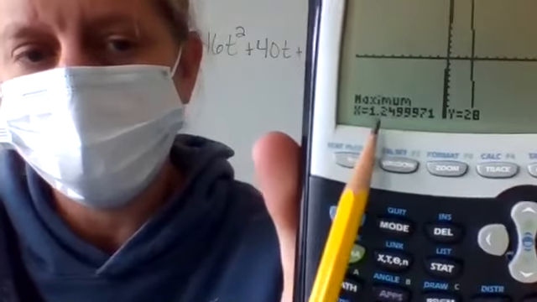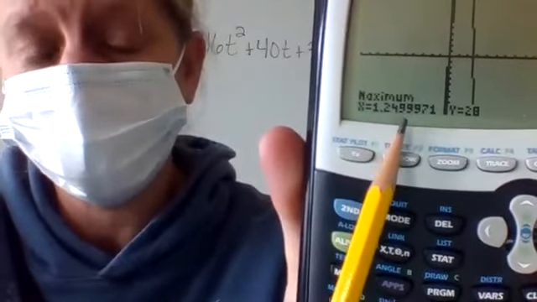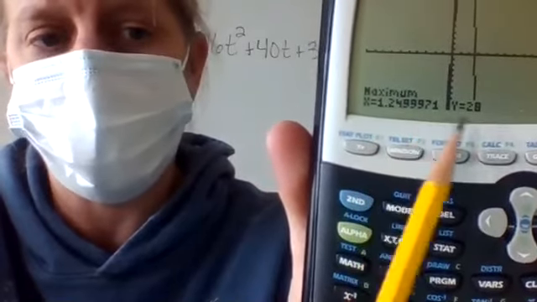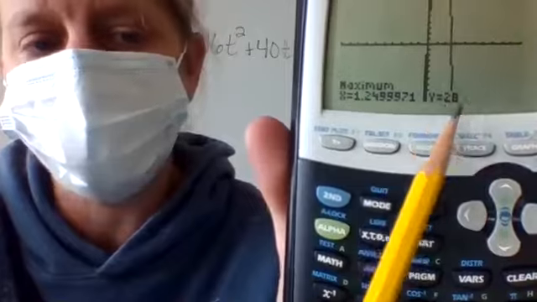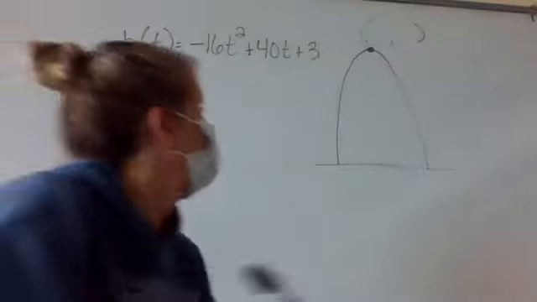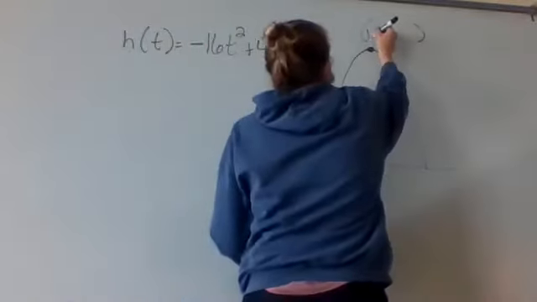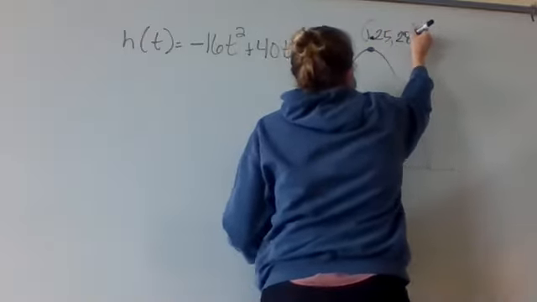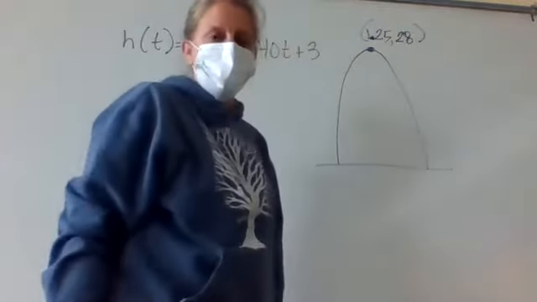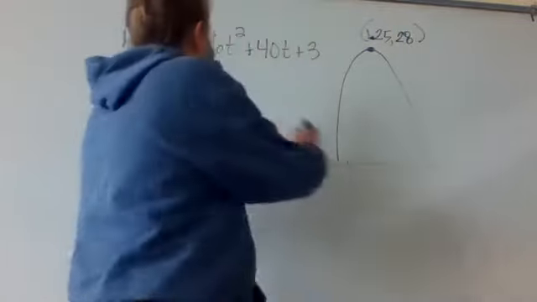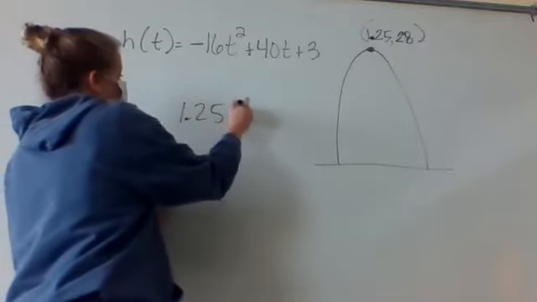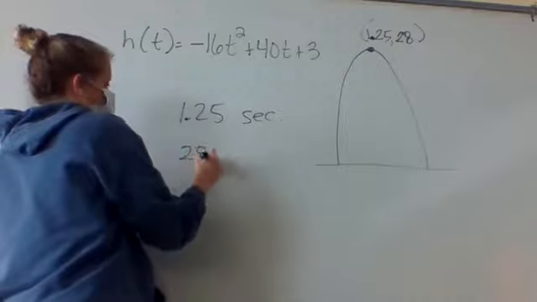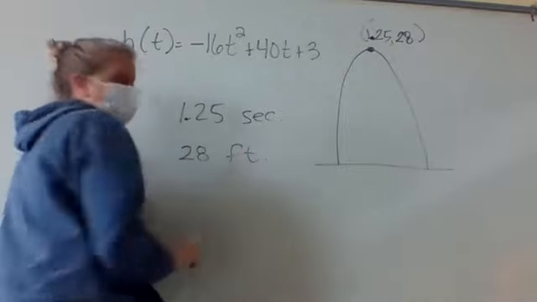So here I've got 1.25, right? That's what 1.2499997 is. That's 1.25, and that is 28. So the vertex is at 1.25, 28, which means what? It took 1.25 seconds to go to its maximum height, which its maximum height was 28 feet.